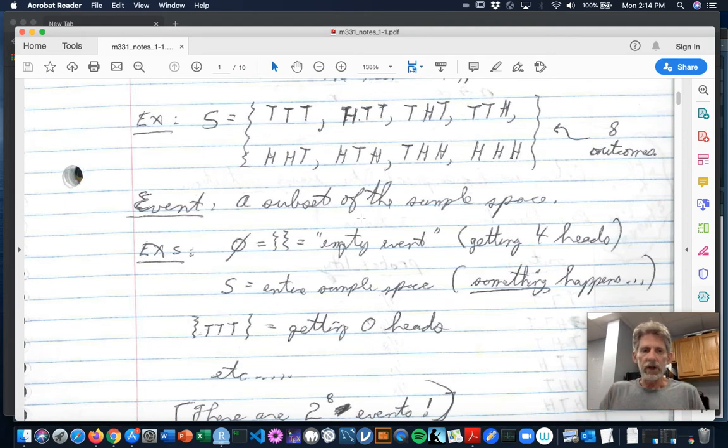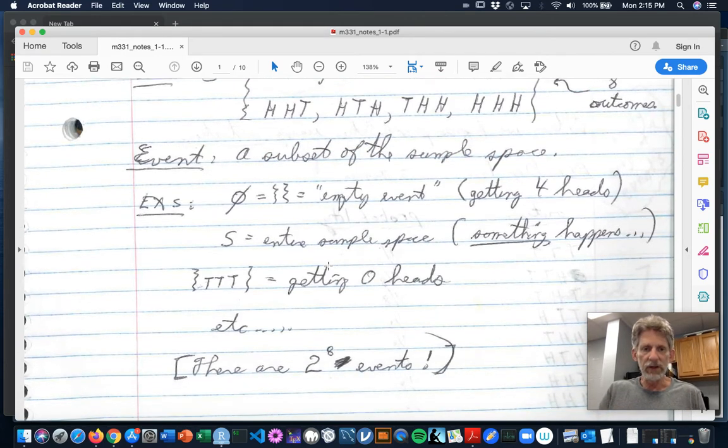A next important concept is that of an event. An event is any subset of the sample space. Any subset of the sample space counts as an event. So here are some examples. The empty set, which you could represent with brackets and nothing between them. It's a subset of the sample space because the empty set is a subset of every set that there is. So it's an event, and we call it the empty event.